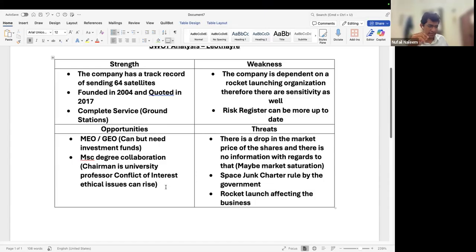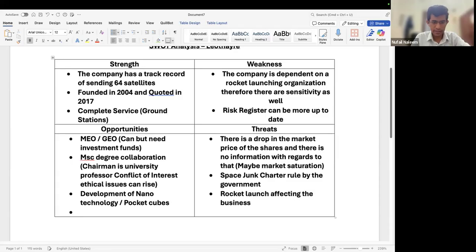And slowly, students, if you observe, the other thing is development of nanotechnology. These all are given in the case study. We do not need to go into that in detail. And then students, pocket cubes, that is the pocket satellites, they have eventually started. And also students, weather forecast. They can give you weather forecast using the satellites.